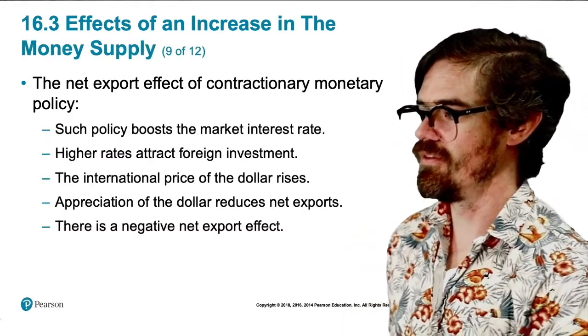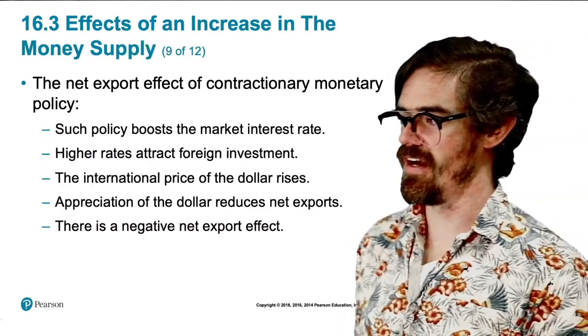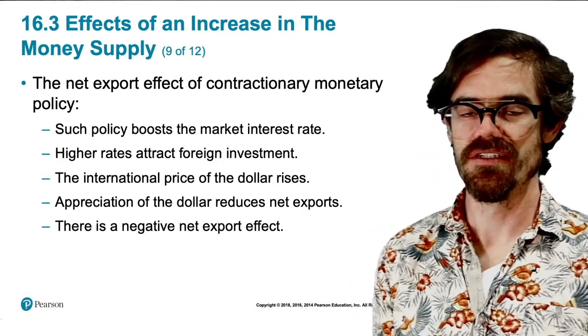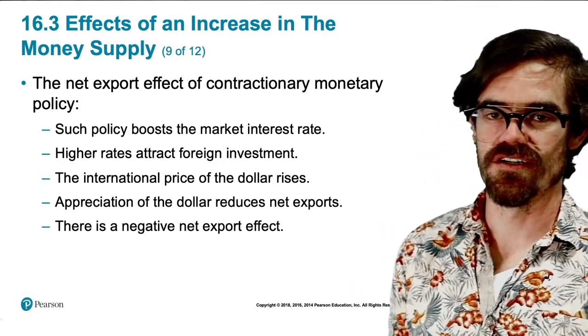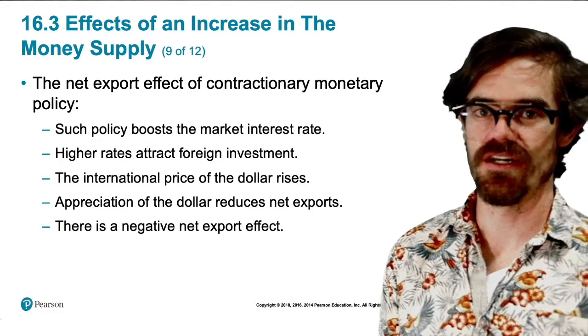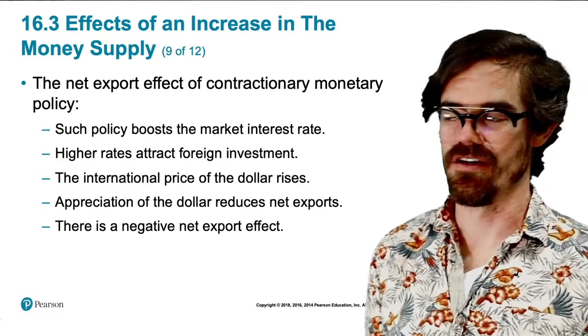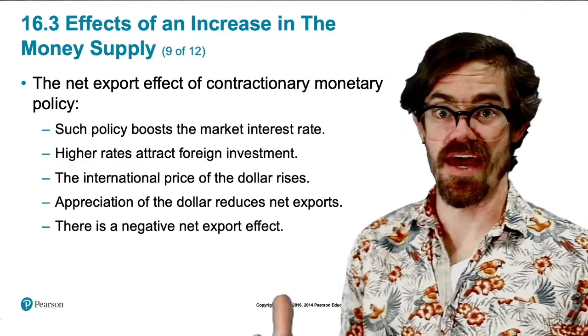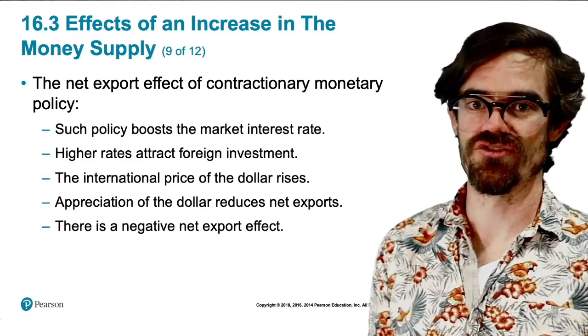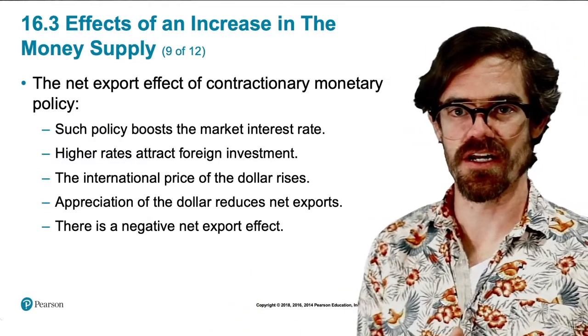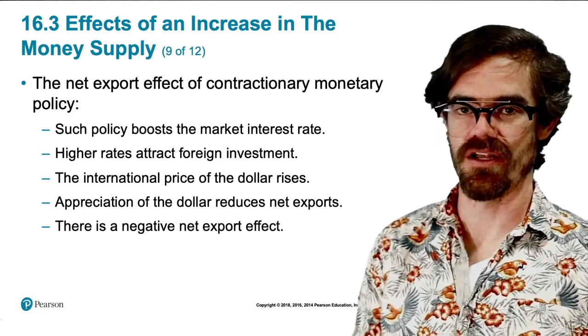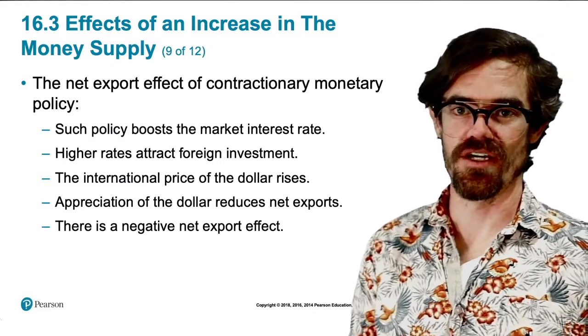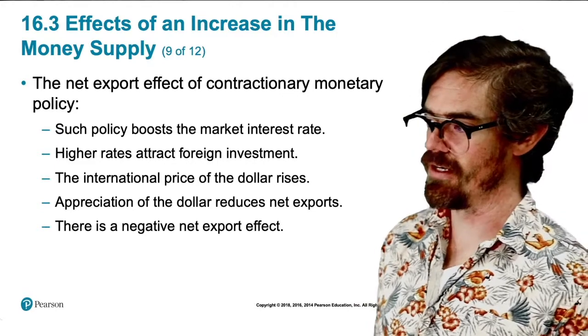All right, so there is a net export effect of contractionary policy. What are the effects of the Fed reducing the money supply? What are the effects of that on net exports? So, as we've already seen, that policy increases interest rates, right? A contractionary monetary policy that reduces the money supply increases interest rates, so it makes it more expensive to borrow money.